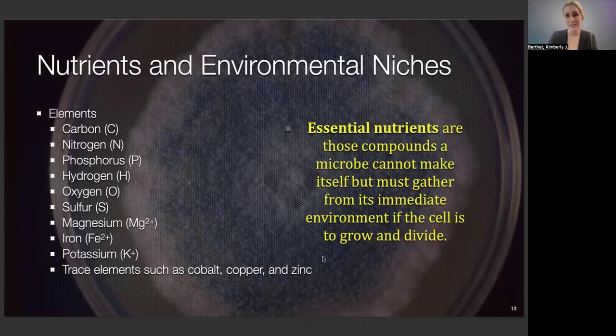Microorganisms, just like us, have essential nutritional needs. We see the essential elements they need, very similar to what we need as well. Any essential nutrient for a microorganism is a compound that the microorganism cannot generate themselves, so they must obtain it from the environment around them. Whether that's through eating or through assimilation, they must be able to obtain this form of nutrients.